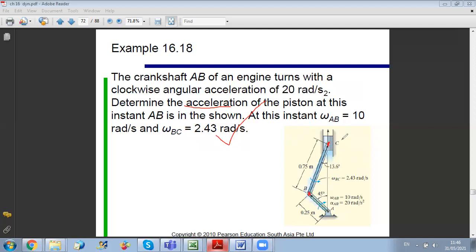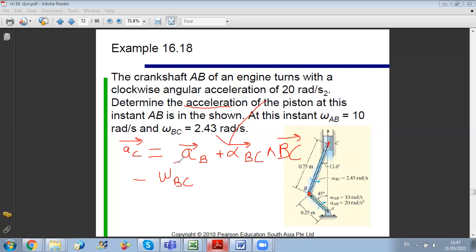First, to do this, we will write the vectorial relation between the 2 points. So we can write that AC is equal to AB plus alpha BC vectorial BC minus omega BC square times vector BC.